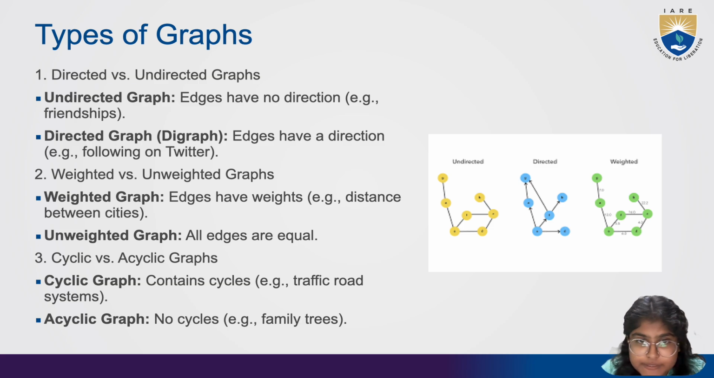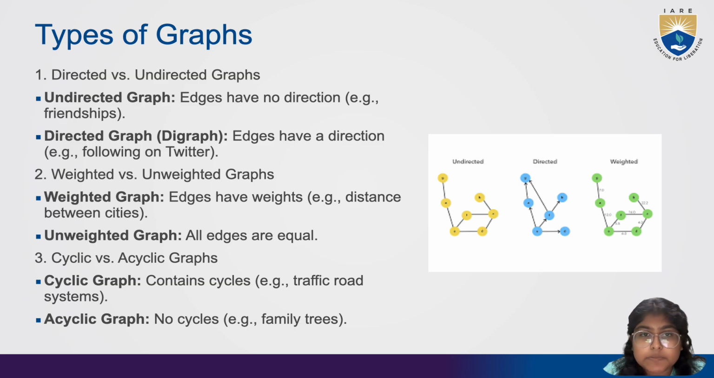Graphs come in different types. The first distinction is between directed and undirected graphs. In an undirected graph, edges have no direction. For example, friendships in social media. If A is friends with B, then B is also friends with A. In a directed graph or digraph, edges have a specific direction, like Twitter followers. If A follows B, B doesn't necessarily follow A.